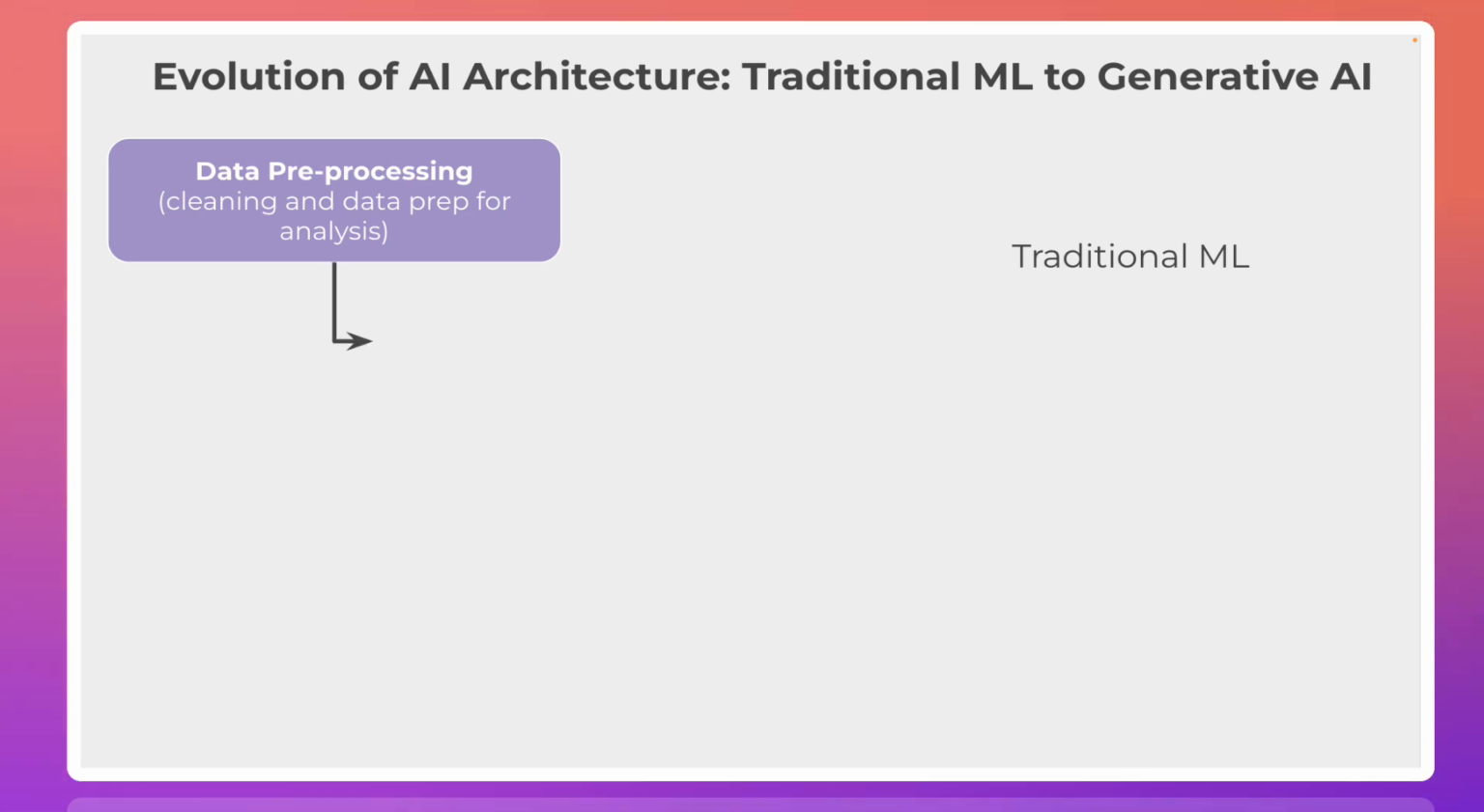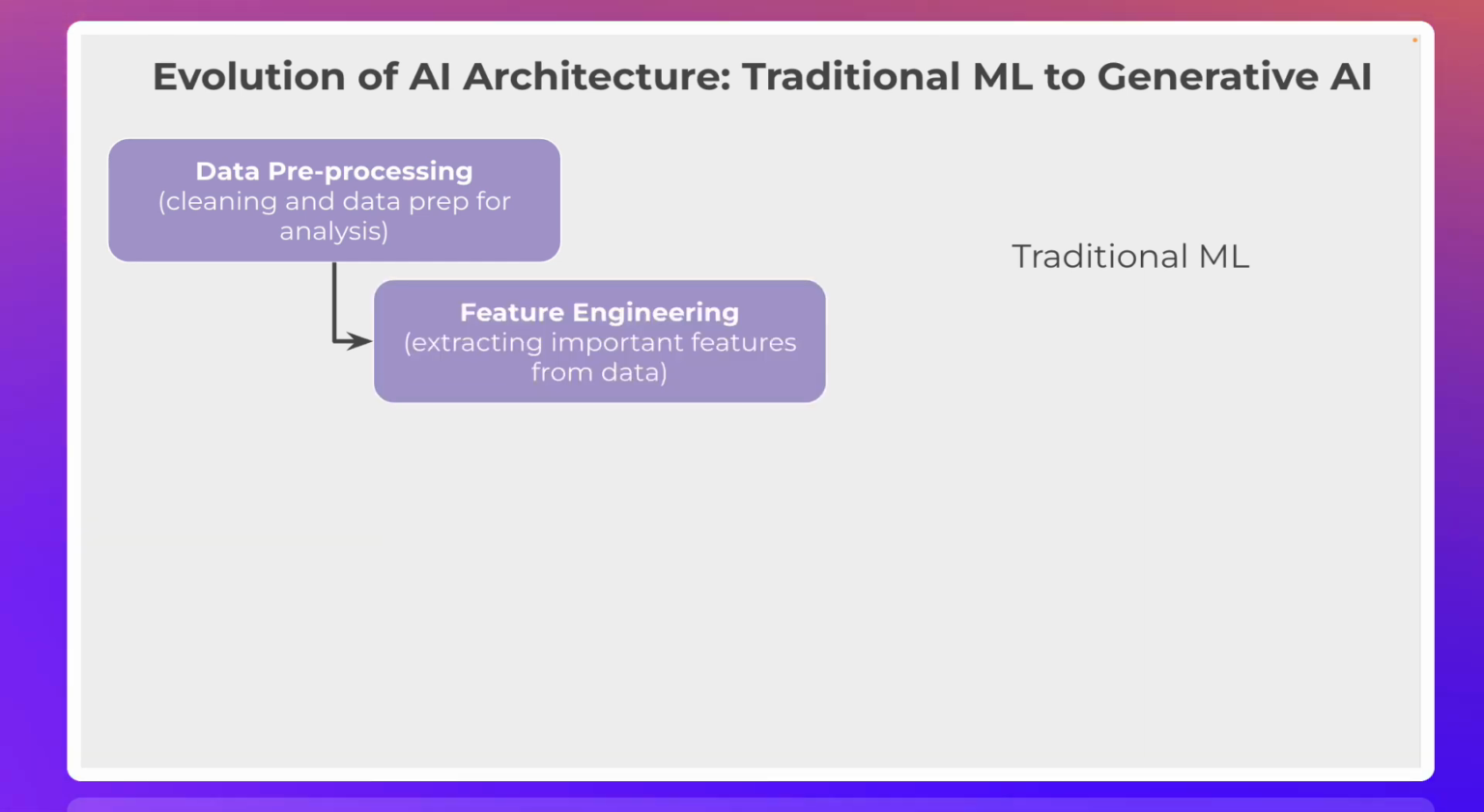Then we go to the next step, which is feature engineering. Here, part of what is happening is the extraction of meaningful features from the raw data. Feature engineering helps highlight important aspects of the data that a model should eventually focus on for predictions.